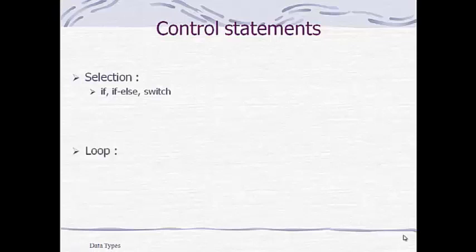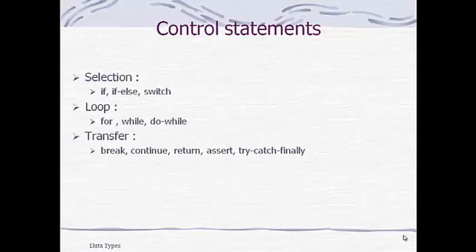Then control statements. Selection, you have if, else, and switch. For loop we have for, while, do while. For transfer we have break, continue, return, assert, try, catch, and finally.